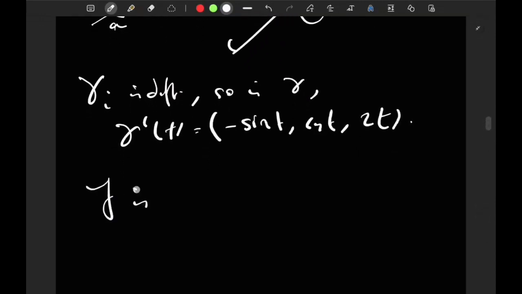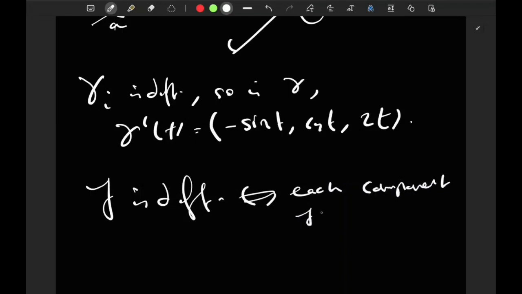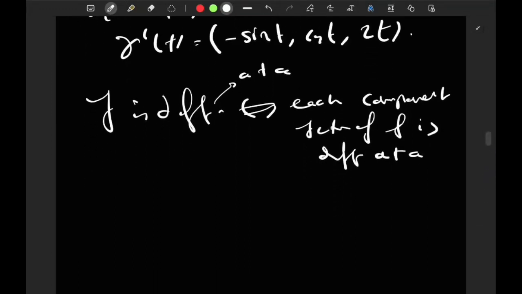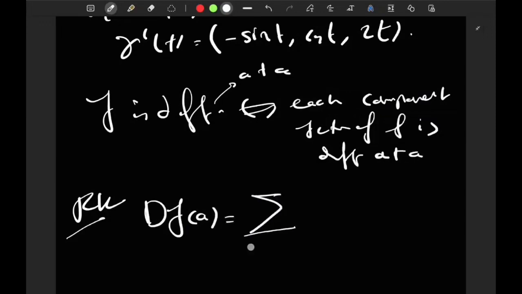Let's say a function f going into a product of non-vector spaces is differentiable if and only if each component function of f is differentiable as well at a given point A. And we were saying furthermore, in the remark following it, that the derivative of f at the point A is just the sum from i equal 1 to k of ui composed with dfi at A.